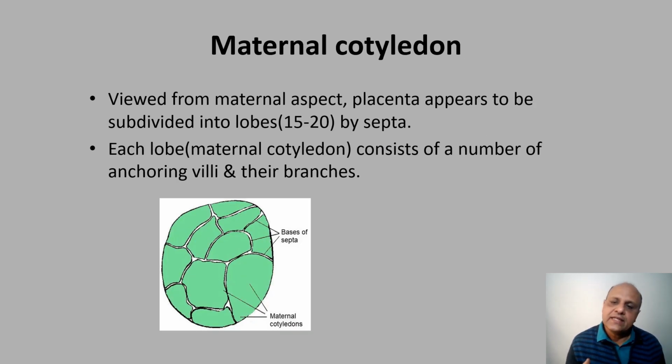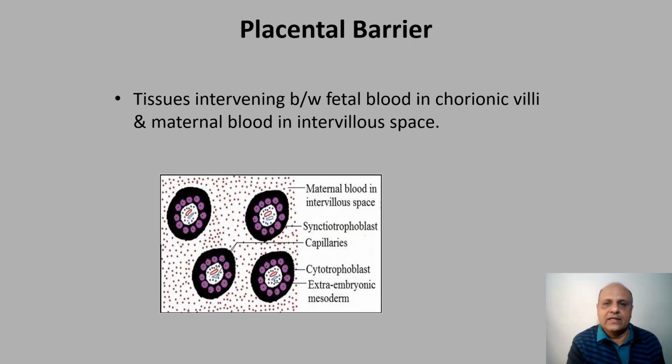If you look at the placenta from the maternal aspect, if you look at it grossly, it is made up of a number of lobes. Each lobe is called a maternal cotyledon. So there are 15 to 20 maternal cotyledons, and each lobe or maternal cotyledon consists of a number of anchoring villi and their branches. So one can grossly make out, if we look at the placenta from the maternal aspect, the 15 to 20 maternal cotyledons.